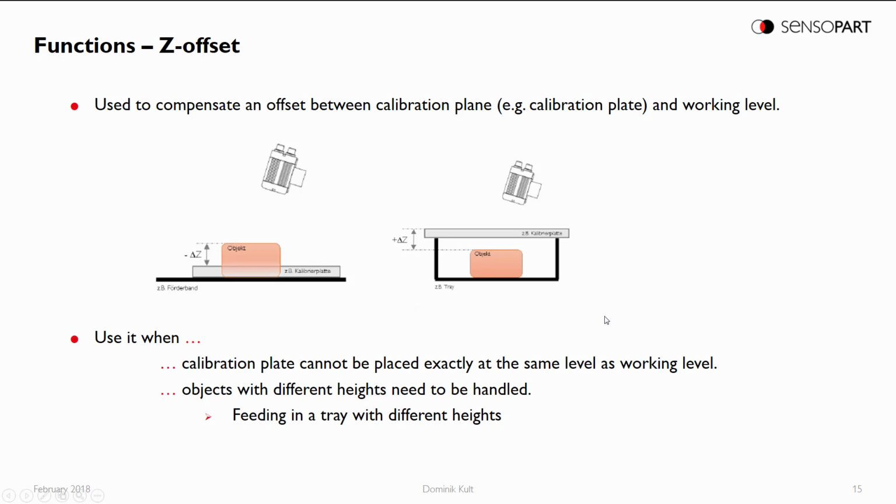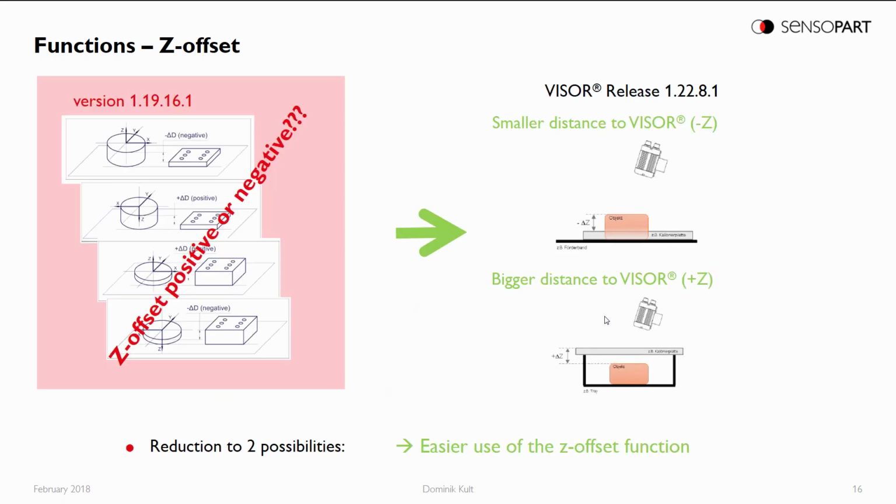The function set offset is available also for the VISOR robotic. There is one change compared to the 1.19 version. I show it on the next slide.